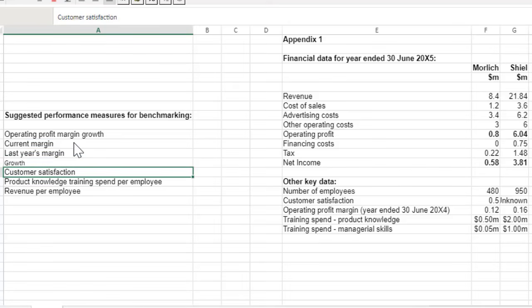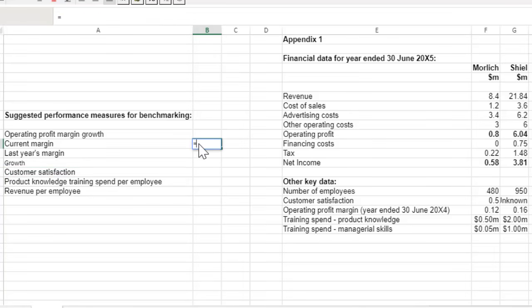And how do we calculate the current margin? Well, I'm just going to use the equal sign. I'm going to grab the current operating profit of 0.8 and divide that by the current sales. And loving relative cell addresses in the spreadsheet, I copy, I paste, because the appendix is laid out symmetrically. The work is done. Last year's margin given to us on a silver platter down here. We can just grab that.